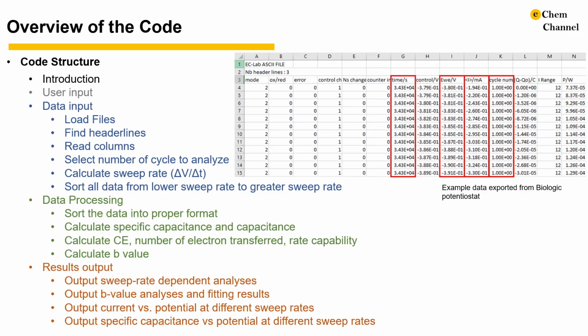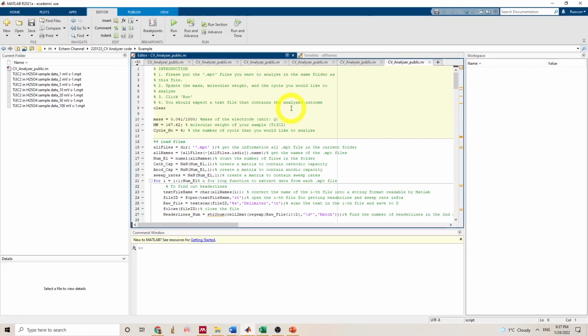In the data processing step, I further sort and restructure the data so they can be easier to use for further analysis and be exported later as current versus potential and specific capacitance versus potential at different sweep rates. Then we use the equations listed in the cheat sheet to perform all the calculations. In the last step, we export the results using the built-in MATLAB functions. This section turned out to be quite lengthy due to the formatting. In this section, we are going to break down the CV Analyzer program line by line.